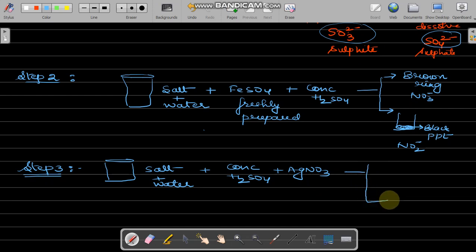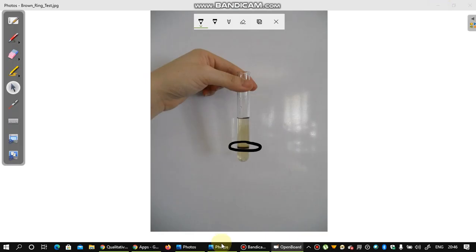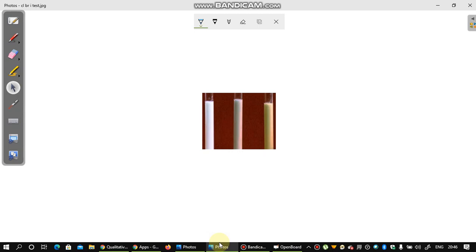So we have three possibilities. If a white coloration appears, it means chloride ion. If a pale yellow comes, it means bromide ion. And if yellow coloration comes, then it is iodide ion, as shown over here. This is your chloride, bromide and iodide.